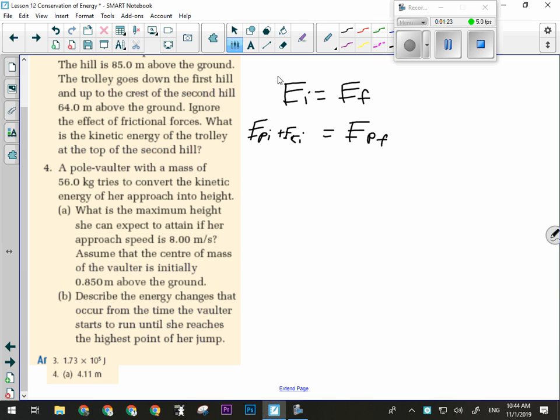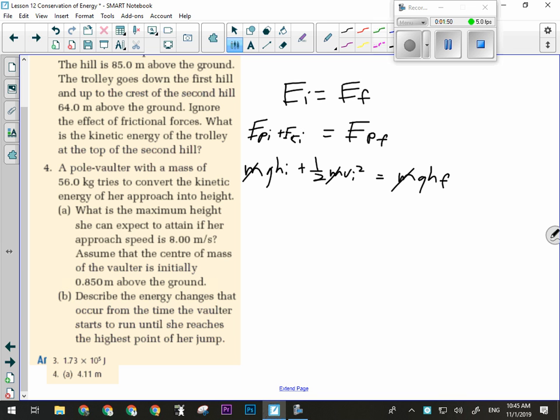Now we're going to move into this. So we've got m times g times h initial plus 1/2 m v initial squared equals m times g times h final, because she would have to get her center of mass over the bar. Since I'm looking for her maximum height and not a form of energy, what can I get rid of? The mass.